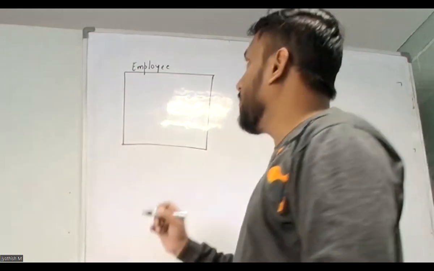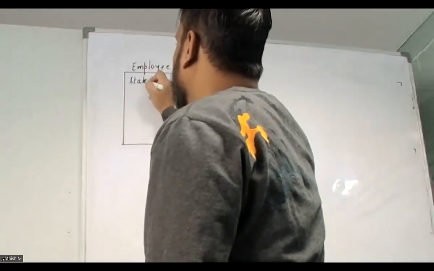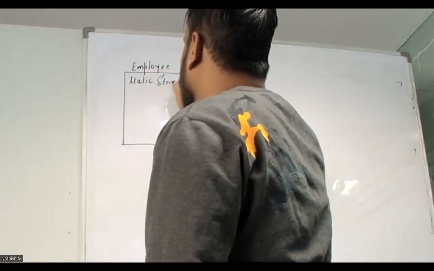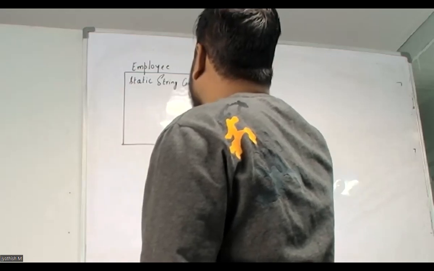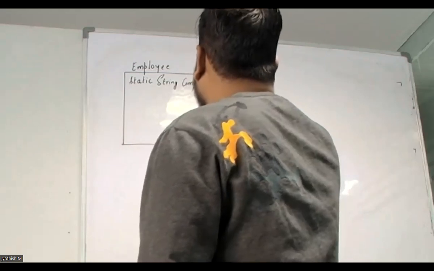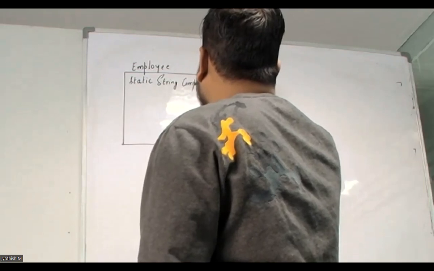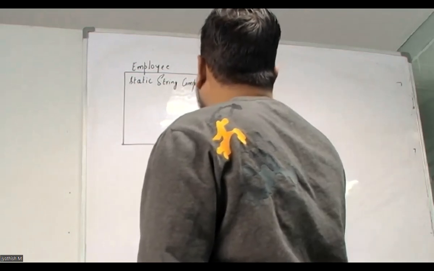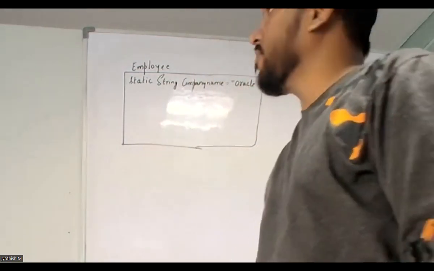So now I'll take some static variable, static string company name. Company name is equal to Oracle. Okay, this is an employee class.